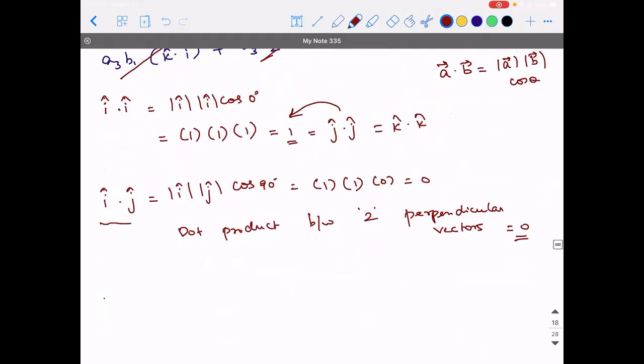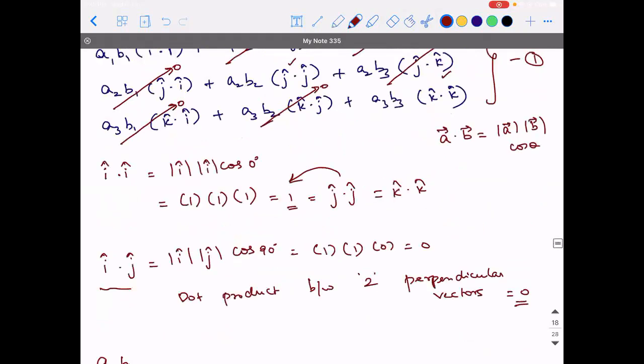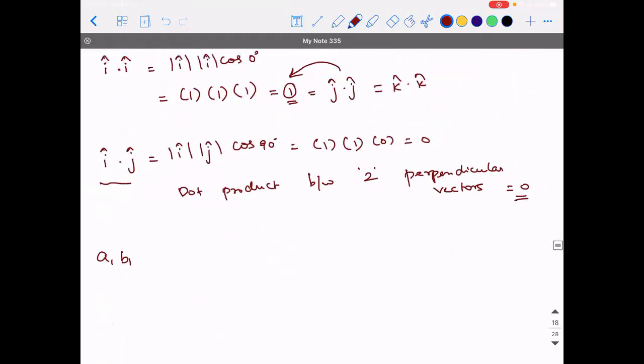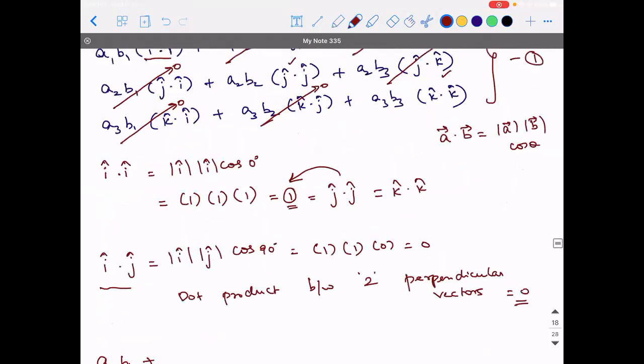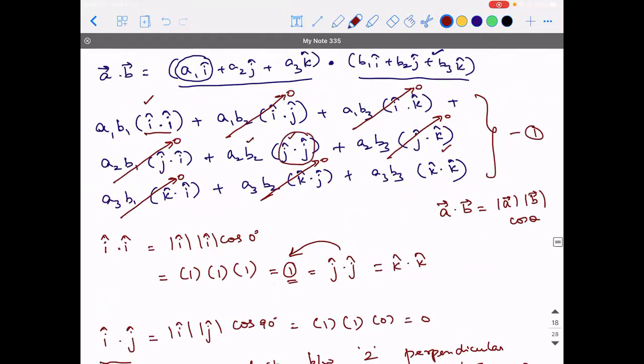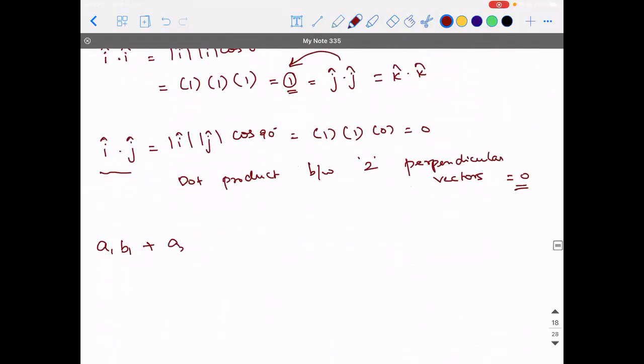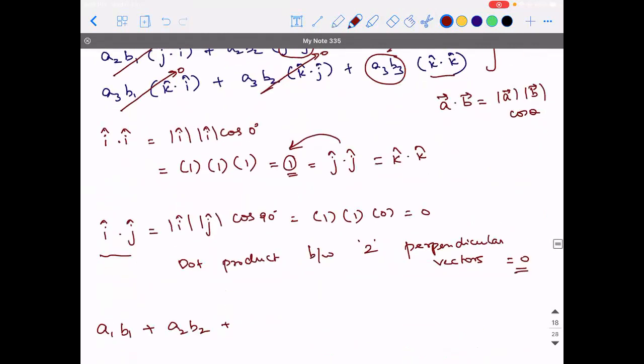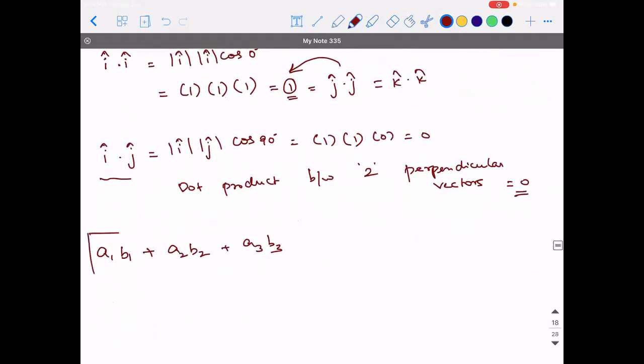So what will you get, guys? A1, B1, in the place of I cap dot I cap, can I replace it with a 1? Yes, sir. So it is going to be A1, B1 plus A2, B2, in the place of j cap dot j cap, I can replace it with 1. Plus A3, B3, in place of k cap dot k cap, I can again replace with 1. So the answer for the dot product when the vectors are given in the standard form is nothing but the sum of the products of the scalar parts, the corresponding coefficients.